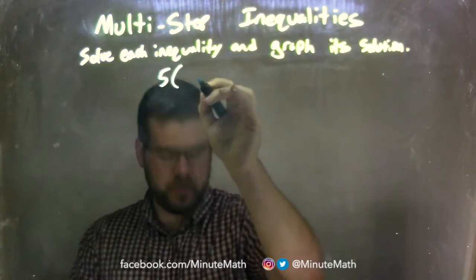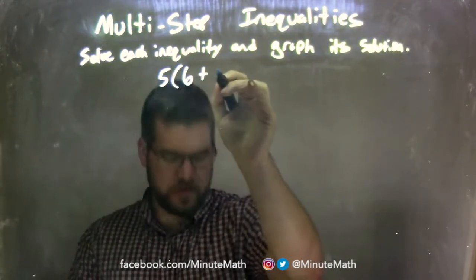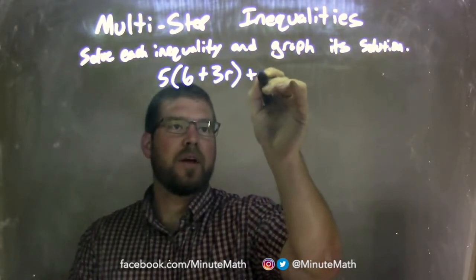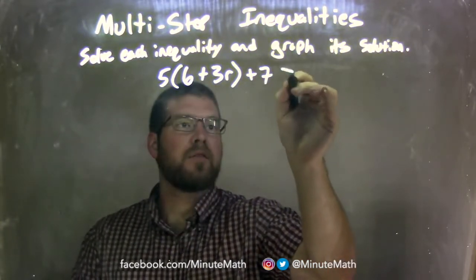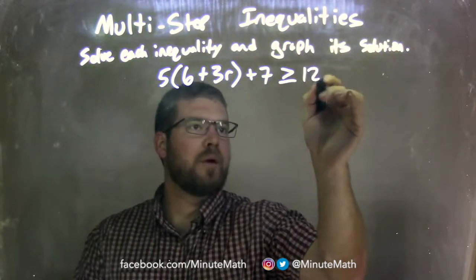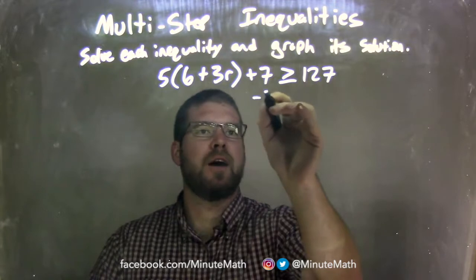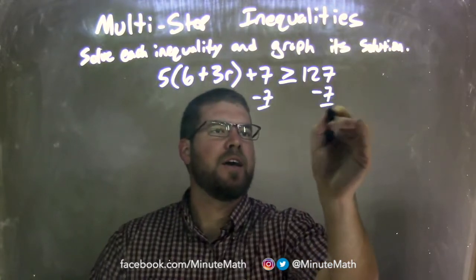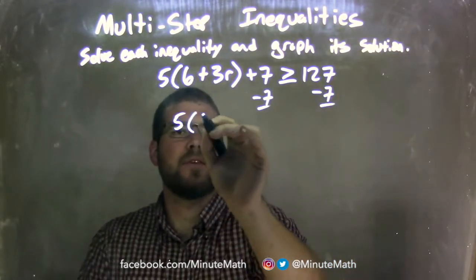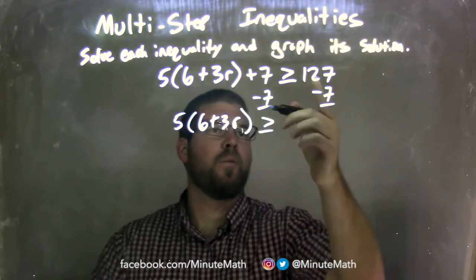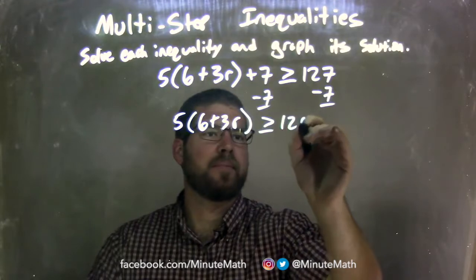5 times parentheses 6 plus 3r, parentheses, plus 7 is greater than or equal to 127. Okay? Well, my first step, I'm going to subtract a 7 from both sides. Subtracting a 7 from both sides leaves me with 5 times parentheses 6 plus 3r is greater than or equal to 127 minus 7, being 120.